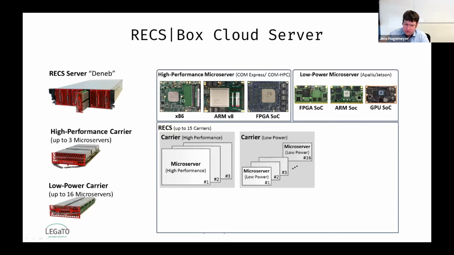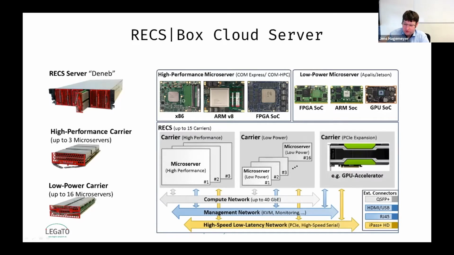So as you see, the same space that we are using for 3 microservers at the high performance segment can be used by 60 microservers for the low power variant. And then this is basically interconnected by different networks. On the one hand, we have the normal compute network, which is basically up to 40 gigabit Ethernet, as an integrated backbone in this system.